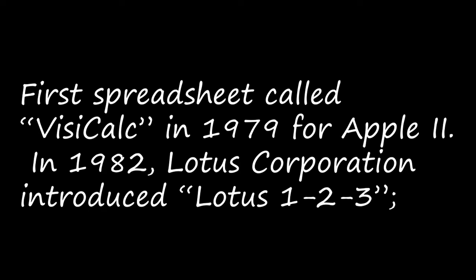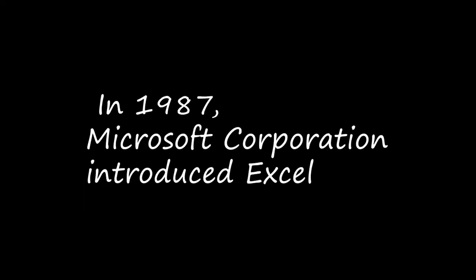After that, in the year 1982, Lotus Corporation introduced Lotus 1-2-3, right? This Lotus 1-2-3 was the first to introduce cell names and macros. Okay, and then in 1987, Microsoft Corporation introduced the Excel sheet. This Excel is implemented with a graphical user interface, right? So here we have the ability to point and click using the mouse.